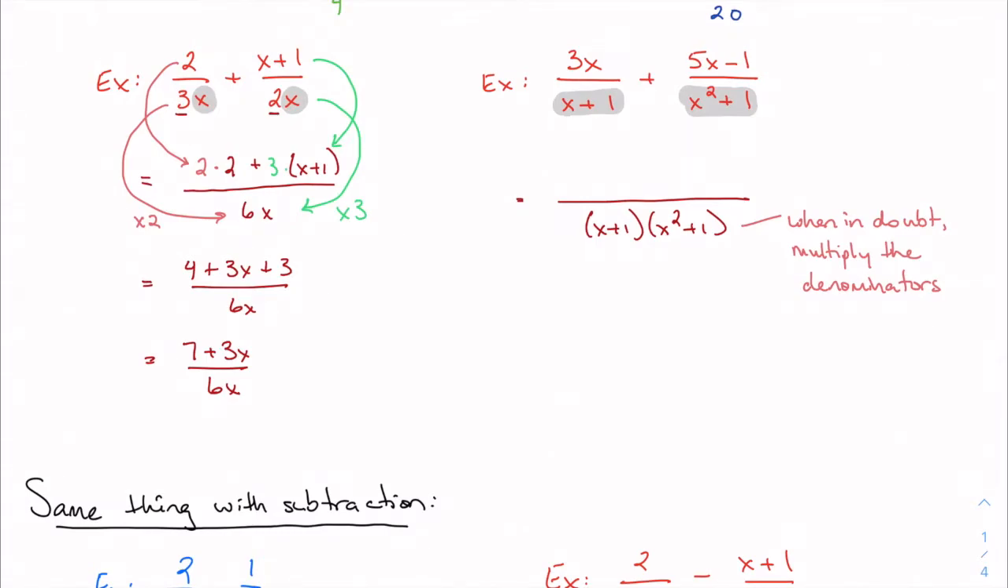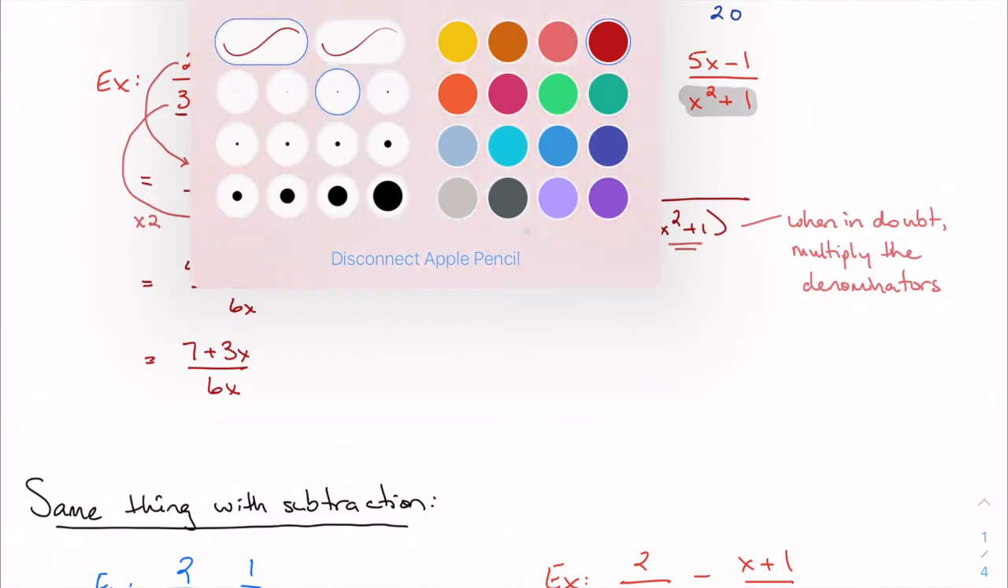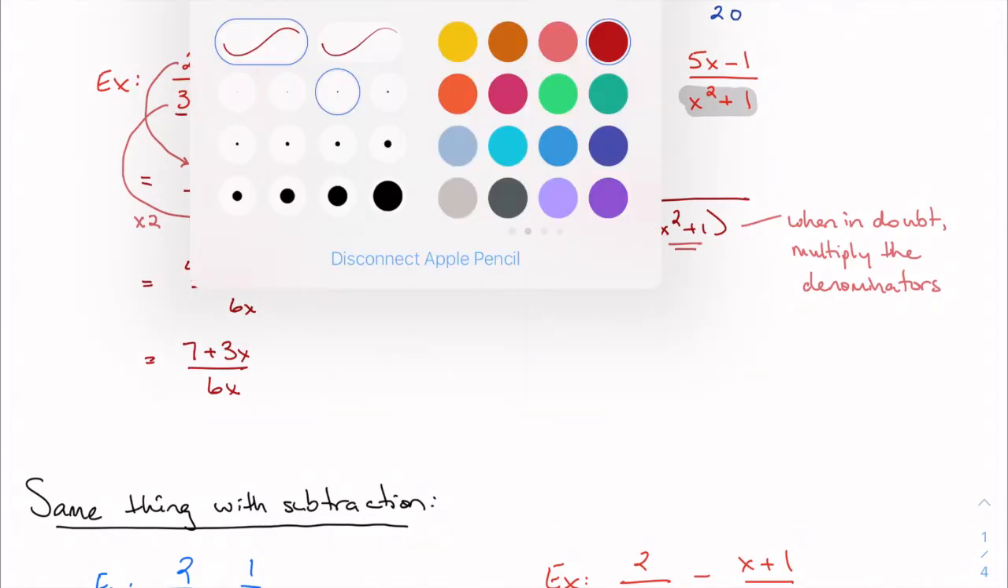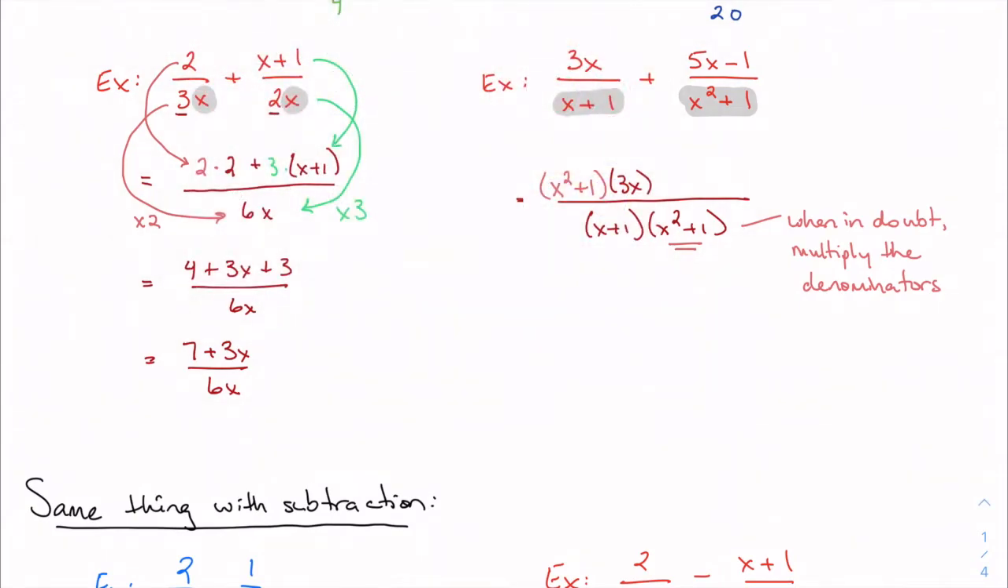So I'm going to think, before I do that, what do I do with x plus 1 to get to my common denominator? What did I do? Well, I took x plus 1 and I multiplied by x squared plus 1. So whatever I do to that half of the fraction, I need to also do to the numerator as well. I'm going to think the same thing here. What did I do to x squared plus 1 to get to my common denominator? Well, I multiplied by x plus 1.